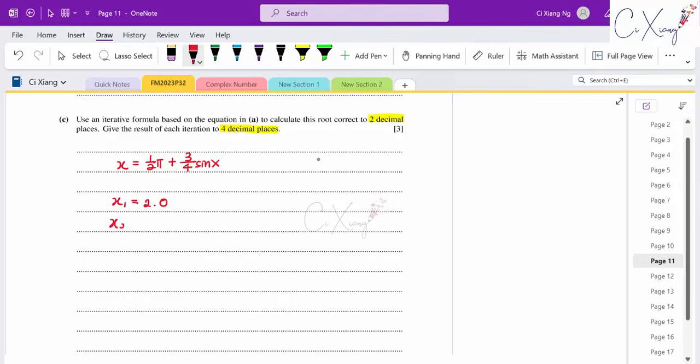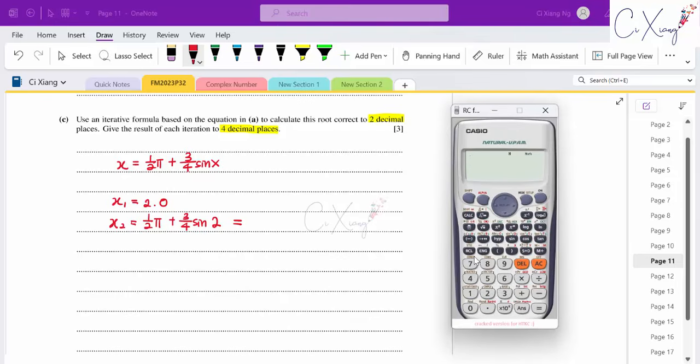And if I want to get x2, how can I get the next value? To get x2, I'm going to substitute into my iteration formula: half pi plus 3 over 4 sine 2. Then we are going to use the calculator to get the value for us. First we need to key in the formula. Since our iteration formula has sine x, which is trigonometry, I want to change my calculator into radian mode first. So I make sure that I change it to radian mode, and now I will key in the formula.